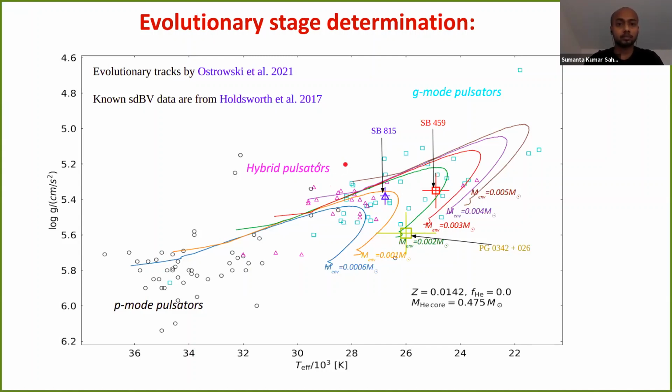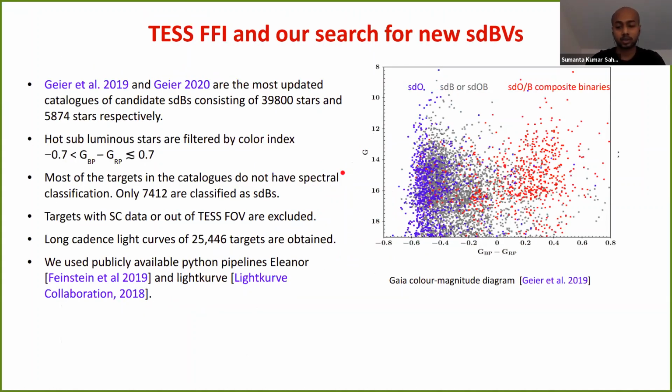And now, coming to the second phase of my talk, where we try to do a survey to find more new pulsating subdwarf stars by analyzing the light curves from TESS-FFI.